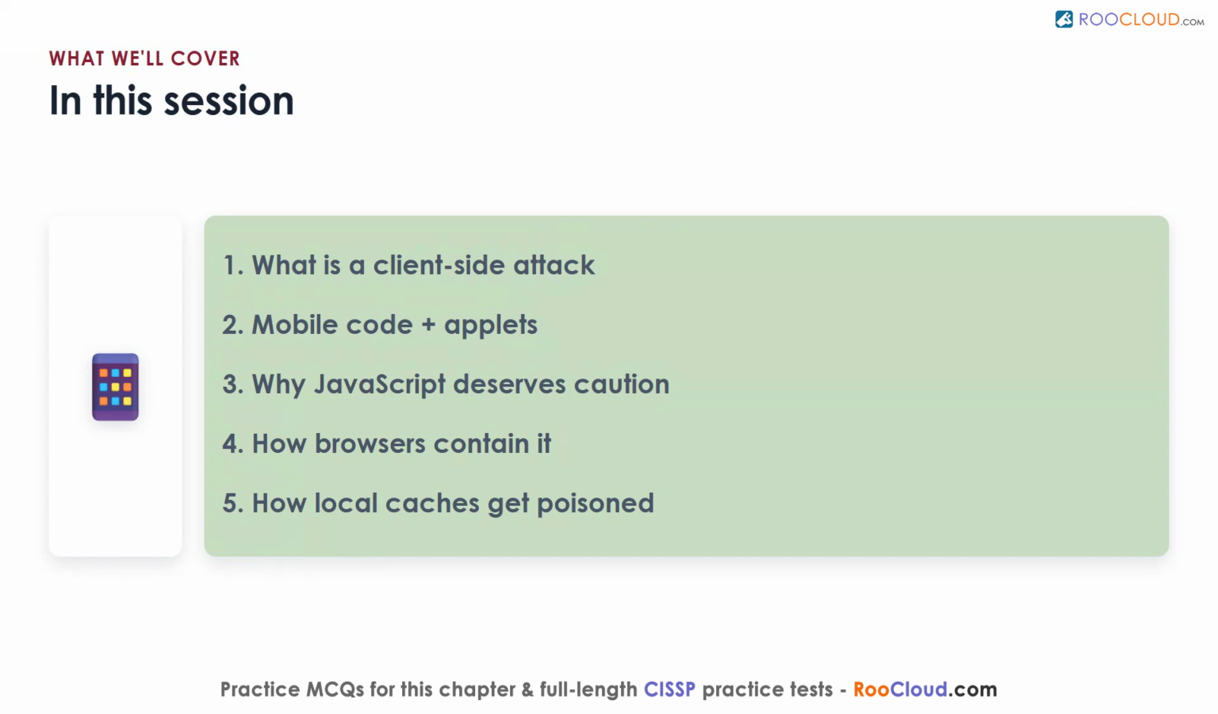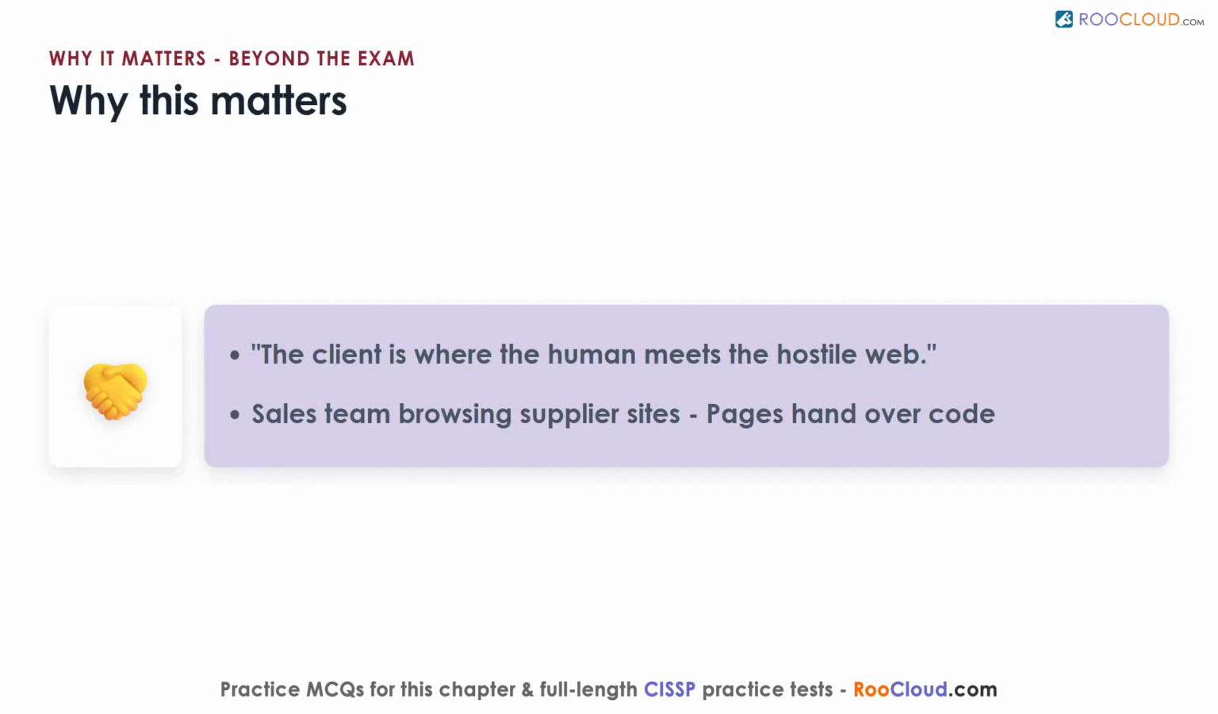We'll answer several questions. What actually is a client-side attack? What is mobile code, and why do applets cut both ways? Why does JavaScript deserve special caution? How do browsers try to contain it, and how do local caches get poisoned? Why does this matter beyond the exam?